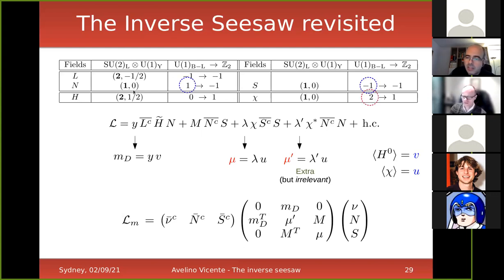Okay, so let me highlight some of the main ingredients. By assuming that the lepton number of N is 1 and the lepton number of S is -1, and also assuming that the lepton number of chi is 2, you end up with this Lagrangian here. So you have new ingredients in the Lagrangian. You have a Yukawa coupling only with N, not with S, because of the choice of lepton number.